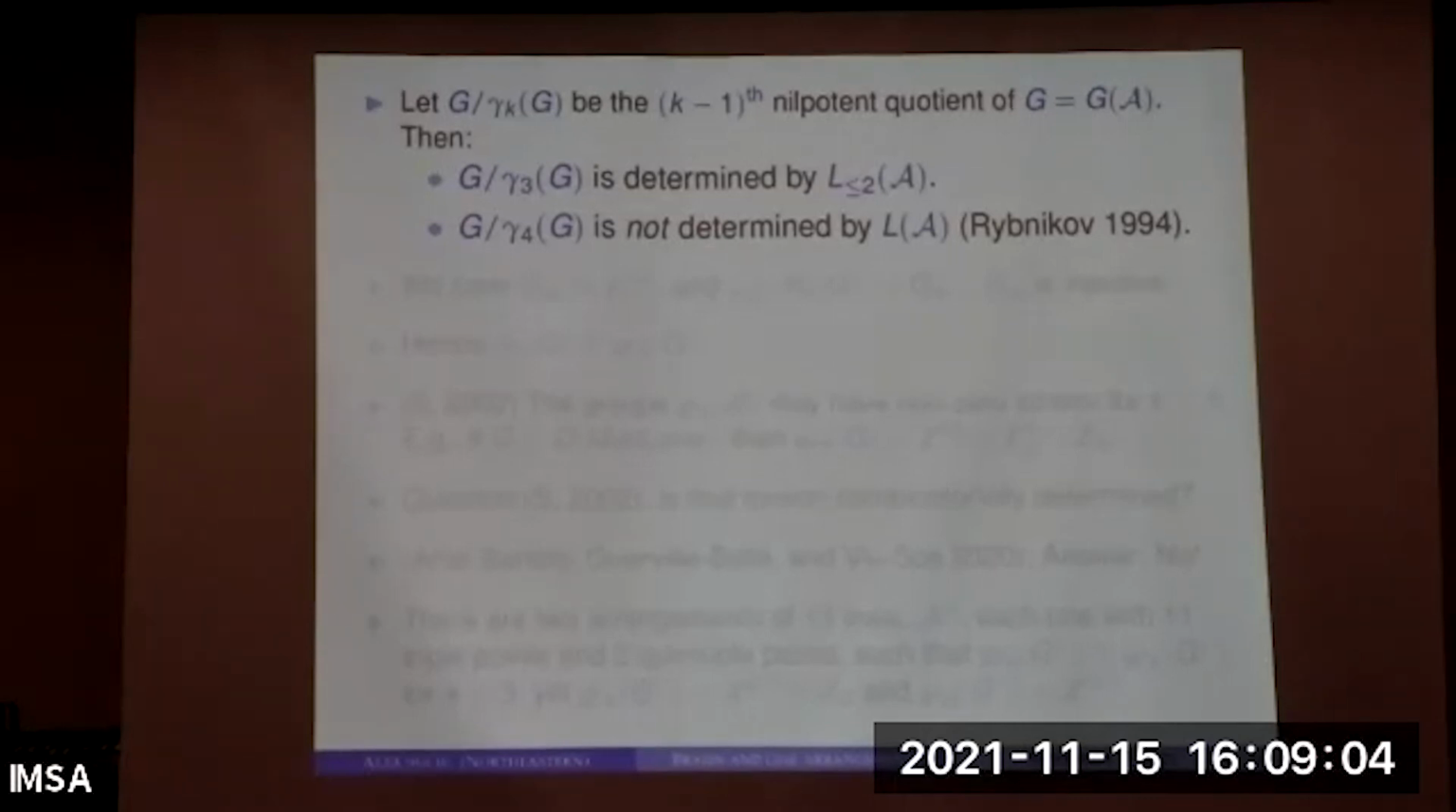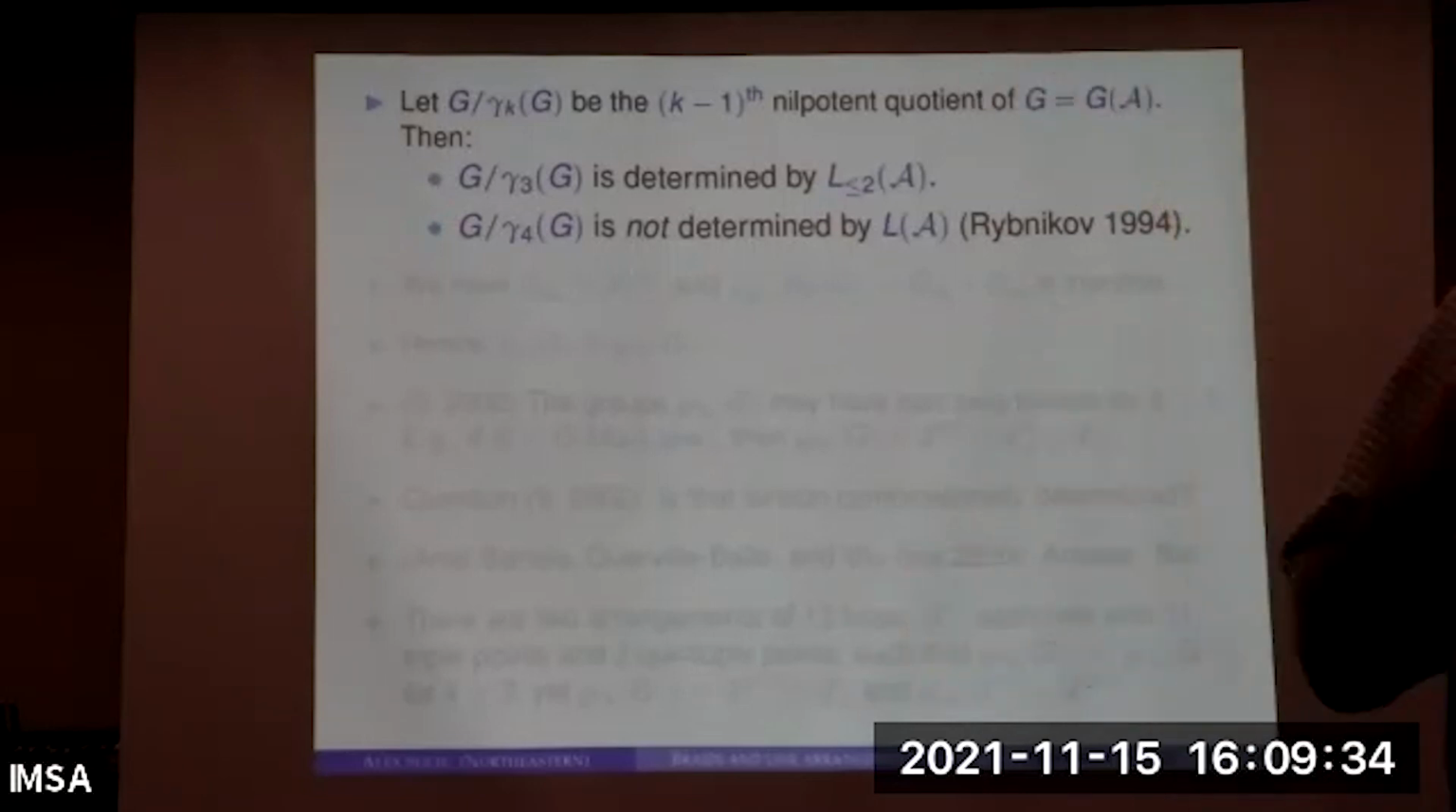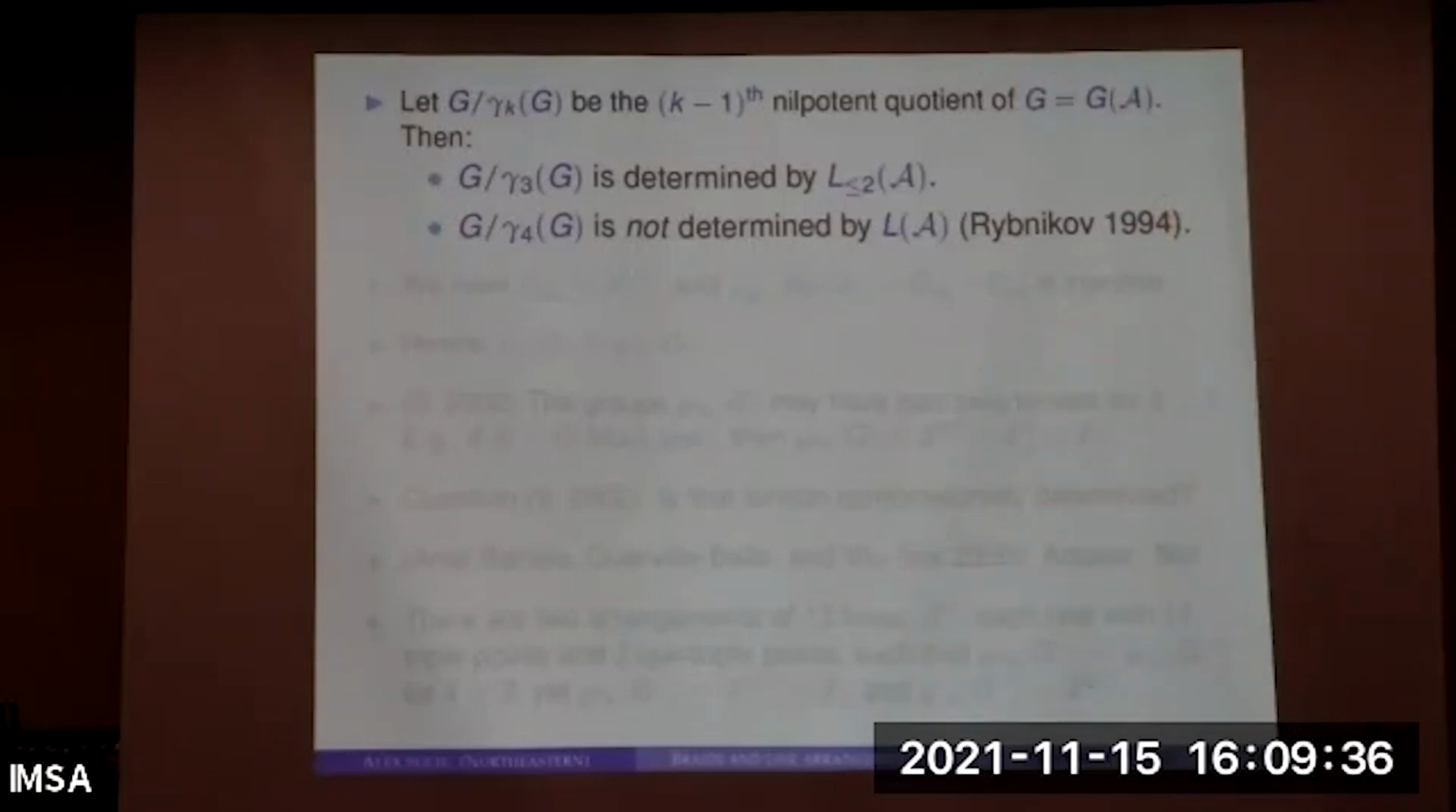But G mod gamma 4 is a much more complicated object, and this is what I alluded to in the paper of Read, I think a student of Gelfand. In 1994, he produced a pair of arrangements for which these two quotients are not isomorphic, so the groups are not isomorphic. But the paper kind of languished. It appeared in print only in 2011.